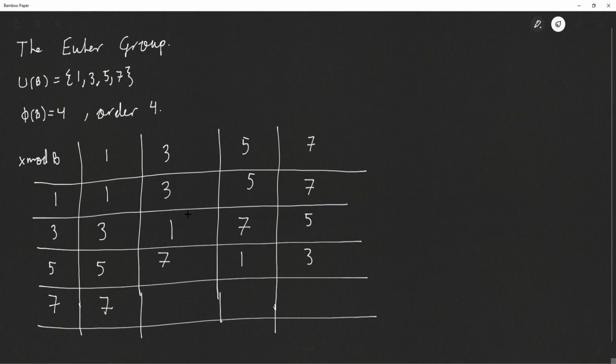Now we can just use what we have from our previous answers to fill in this last section, because we can see it goes 7, 5, 3, so 7, 5, 3, and then finally 1. So not only does every row and column have each element exactly once, Euler's theorem tells us that raising any element of this group to the 4th power gives 1 modulo 8.